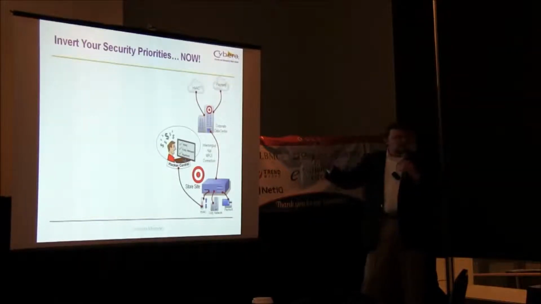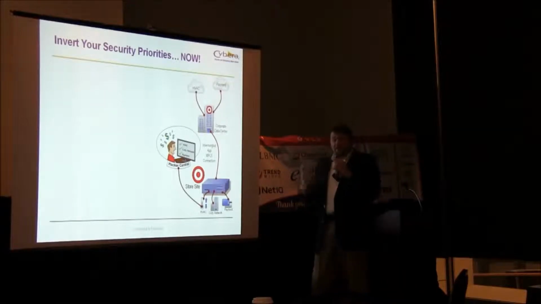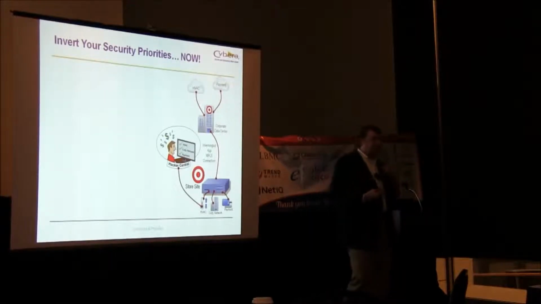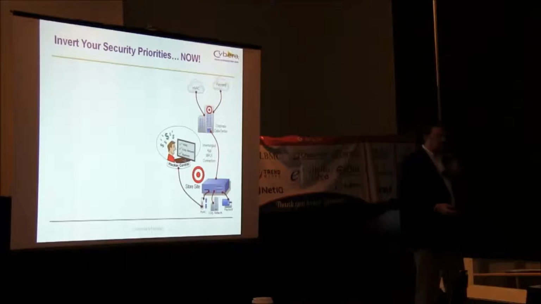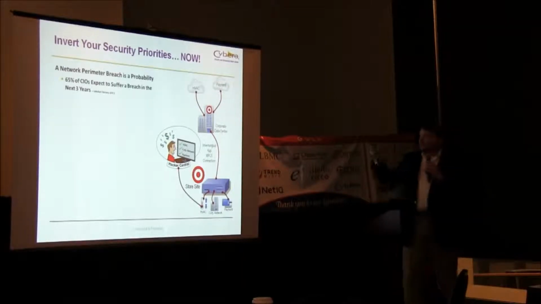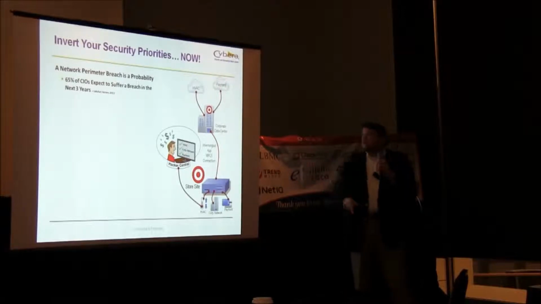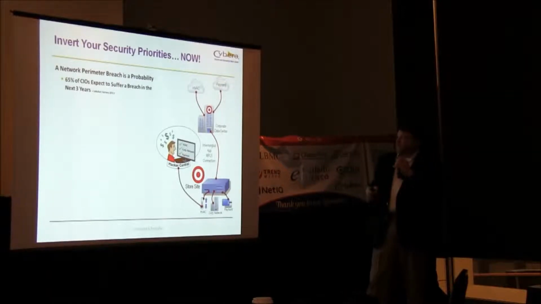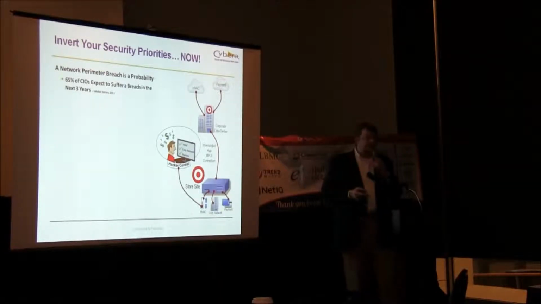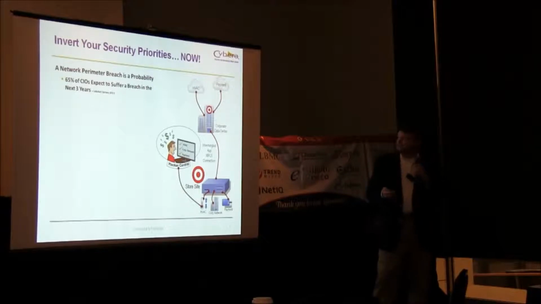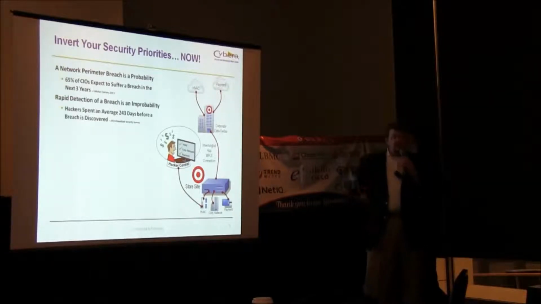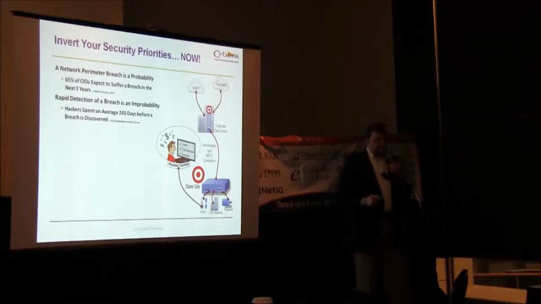So what do you do? You invert your security. My argument is you invert your security priorities and you do it now. All right, and the reason being, a network perimeter security breach is a probability. 65% of CIOs expect to suffer a breach in the next 3 years, according to the SafeNet survey in 2013. Rapid detection of a breach is an improbability.